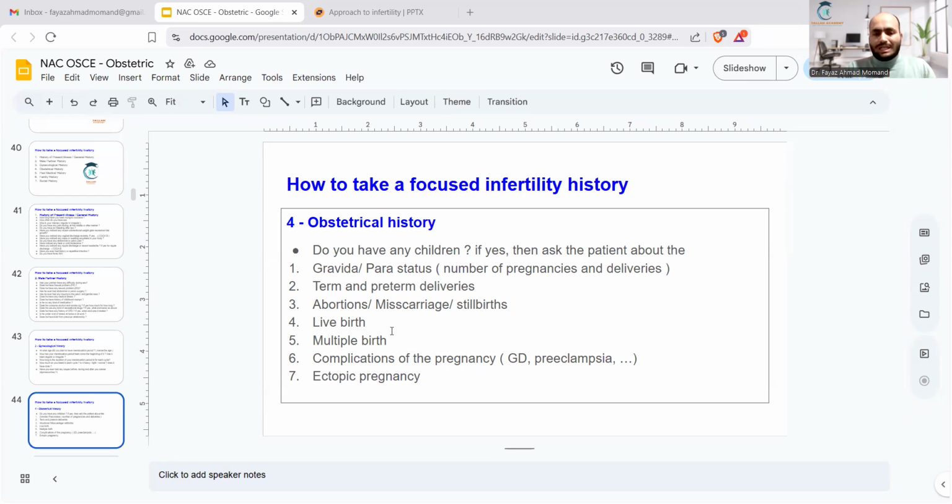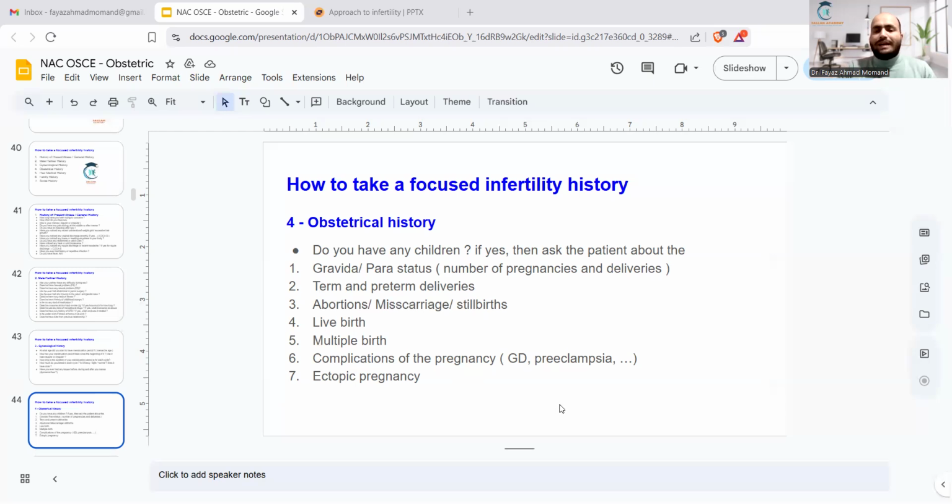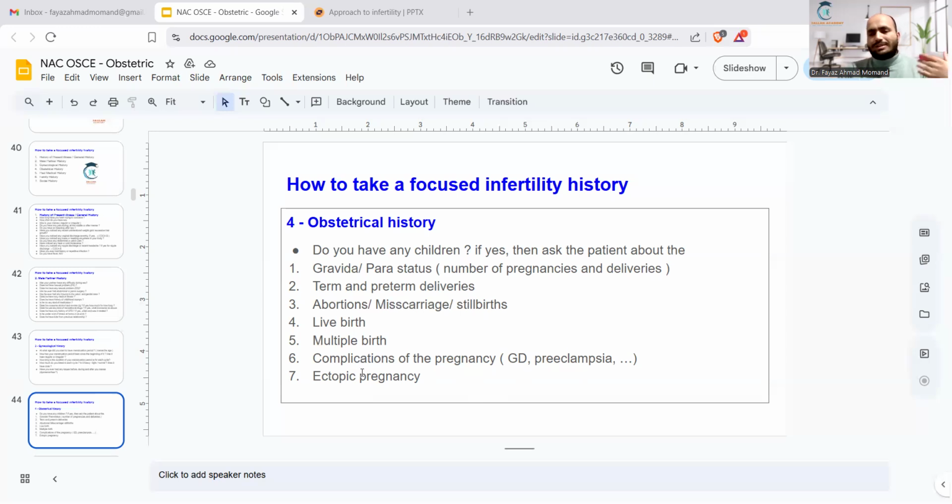You also ask about live birth, multiple births. These are all questions that will give us an idea of not only how to manage this infertility complaint, but also help the patient in their follow-up when they are pregnant. If they have had any pregnancy, you must ask about preeclampsia, gestational diabetes, postpartum hemorrhage, things like that. Finally, you ask about ectopic pregnancies in the past, since if they had one ectopic pregnancy in the past, it's likely for them to get another one.